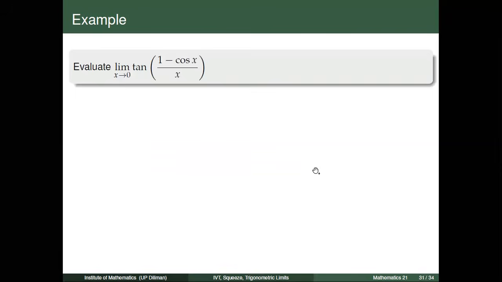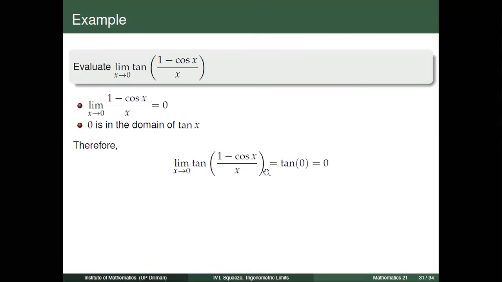Similarly, for the limit of tangent of 1 minus cosine x all over x as x approaches 0, first note that the limit of the expression inside the tangent function is 0 by our limit theorem. Moreover, the tangent of 0 is defined. It is sine 0 over cosine 0, which is 0 over 1 or 0. So 0 is in the domain of the tangent function. Therefore, the limit above is just equal to tangent of 0 or 0.